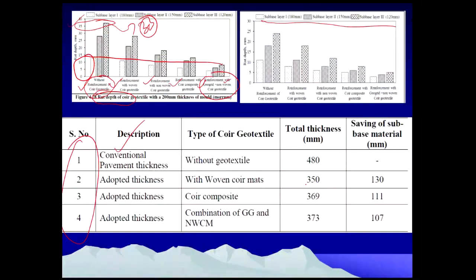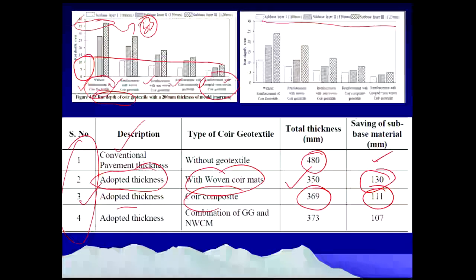And this is the comparison made by the student. Conventional flexible pavement without geotextiles is 480 mm, there is no reduction. Adapted thickness with the woven coir mats is 350, saving this much. This coir composite, this much saving. Adapted thickness for a combination of these is this, this is the reduction in the thickness.